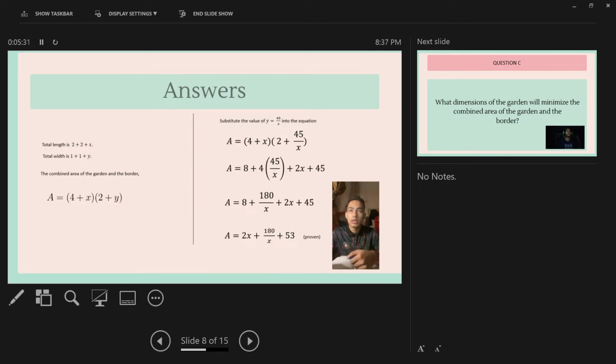So here we need to expand the bracket, and for the second step, we will solve the equation just like we always do. It's just plus and multiply. So here 8 plus 4 multiplied by 45 over x plus 2x plus 45. After that, we will get 8 plus 180 over x plus 2x plus 45. So here we will add the 8 and 45, and we will arrange the equation. So that's it for my question and for my answer. Thank you.